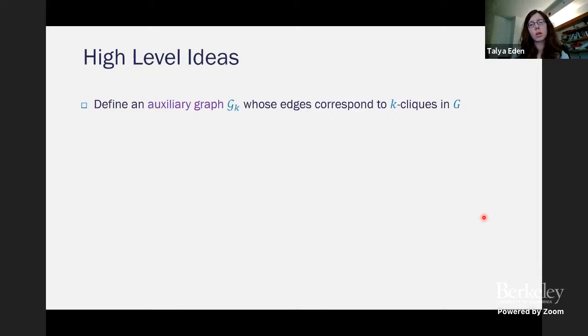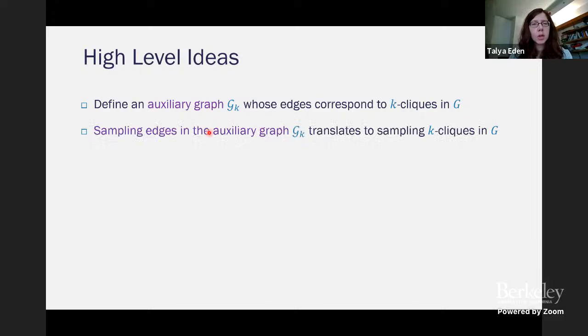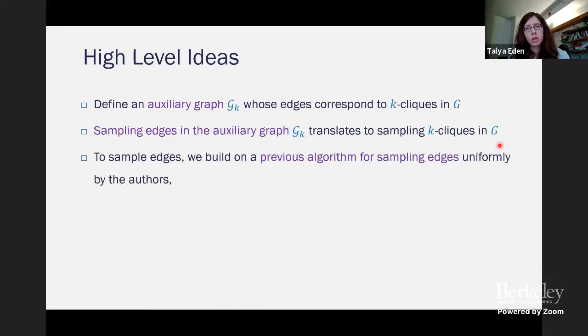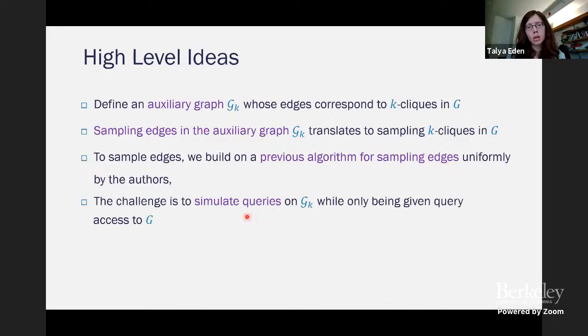Okay, so now for the high-level ideas, what we're gonna do is define an auxiliary graph GK whose edges correspond to k-cliques in G. And then by sampling edges in this auxiliary graph GK uniformly at random, this translates to sampling k-cliques in G uniformly at random. And to sample edges, we build on a previous algorithm that we already had for sampling edges. And the challenge will be to simulate queries on GK while only being given query access to G.